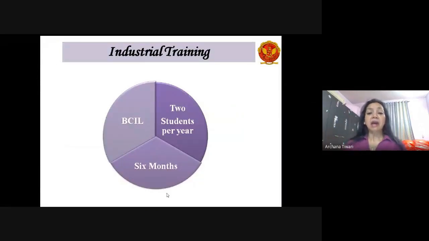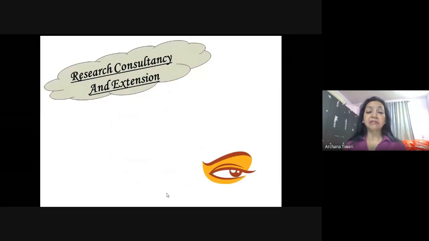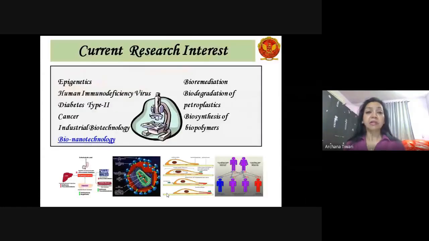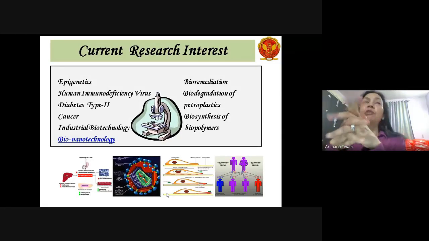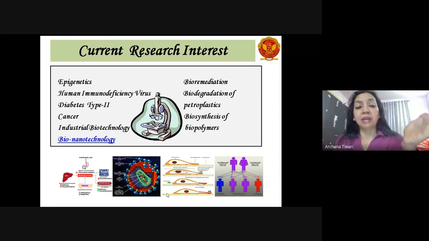Industrial training: as per the BCIL, Biotechnology Consortium of India Limited, every year 2 students are usually selected from our department for a training of 6 months. Research, consultancy and extension services, that is the current research interest of the School of Biotechnology. The School of Biotechnology is mainly working on 2 major arenas, that is medical biotechnology and environmental biotechnology.